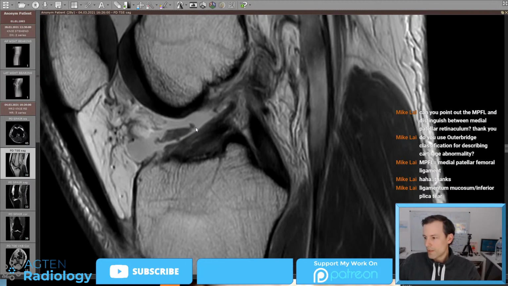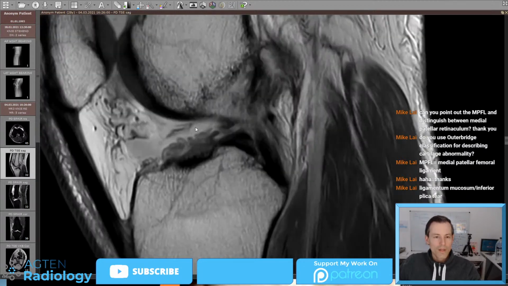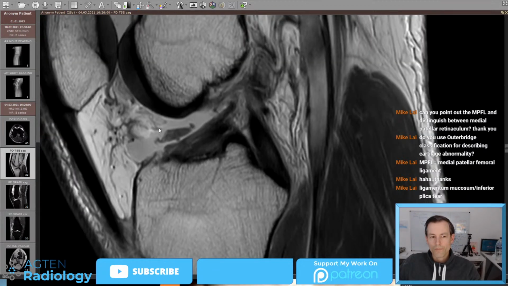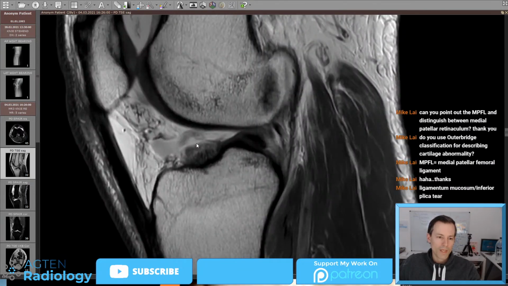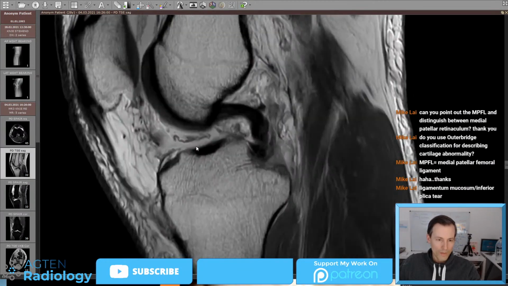Yeah, Mike, that's absolutely correct. It's the inferior plica tear. And I think this is really nice. Why is it important? Sometimes in a mildly injured knee, it can be an isolated finding. You can have isolated tears of the infrapatellar plica and not much else, and you can really give a good explanation for the patient's problems or pain if you see that. Okay.